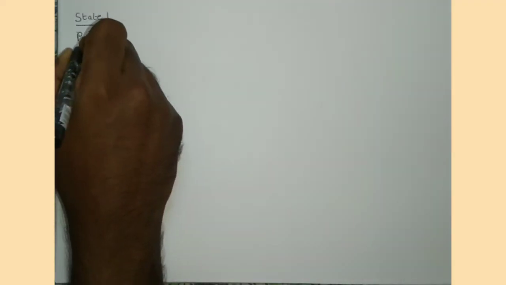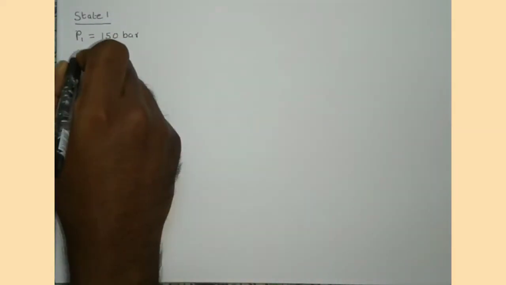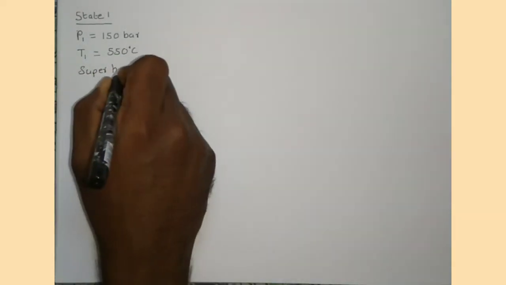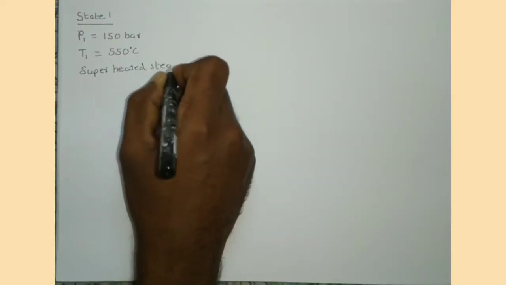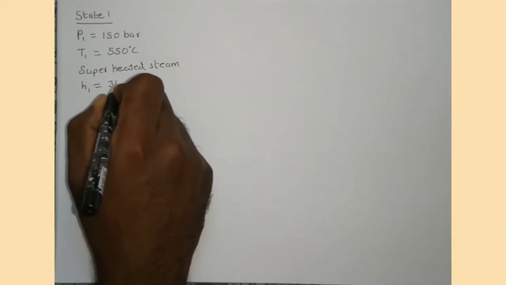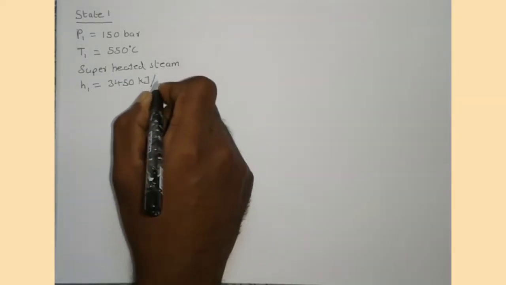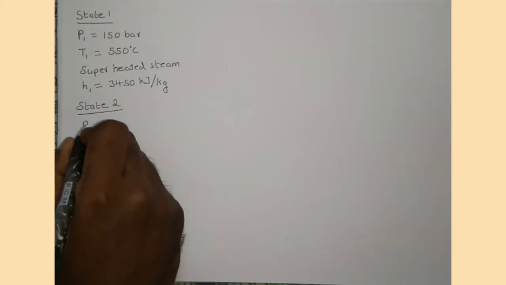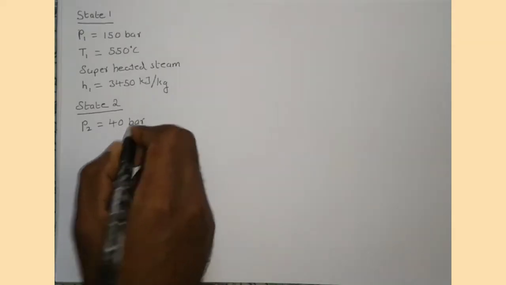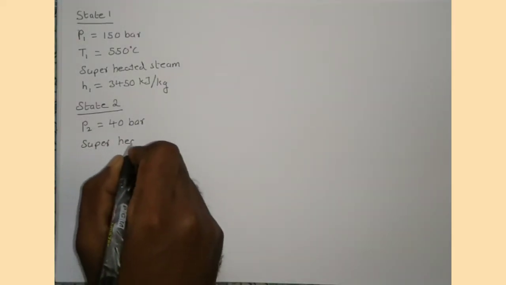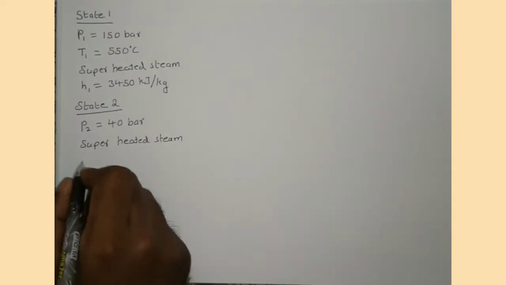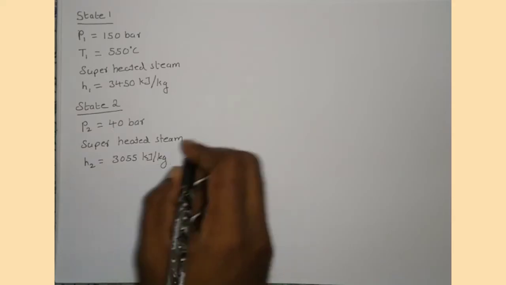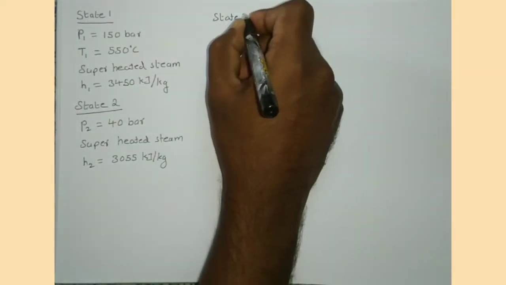Okay, now we can write the properties of steam at states 1, 2, 3 and 4. At state 1, pressure P1 equals 150 bar, temperature T1 equals 550 degrees Celsius and the condition of steam is superheated. The enthalpy value obtained from the Mollier chart is H1 equals 3450 kJ per kilogram. At state 2, pressure P2 equals 40 bar and the steam is superheated. The enthalpy obtained from the Mollier chart is H2 equals 3055 kJ per kilogram.